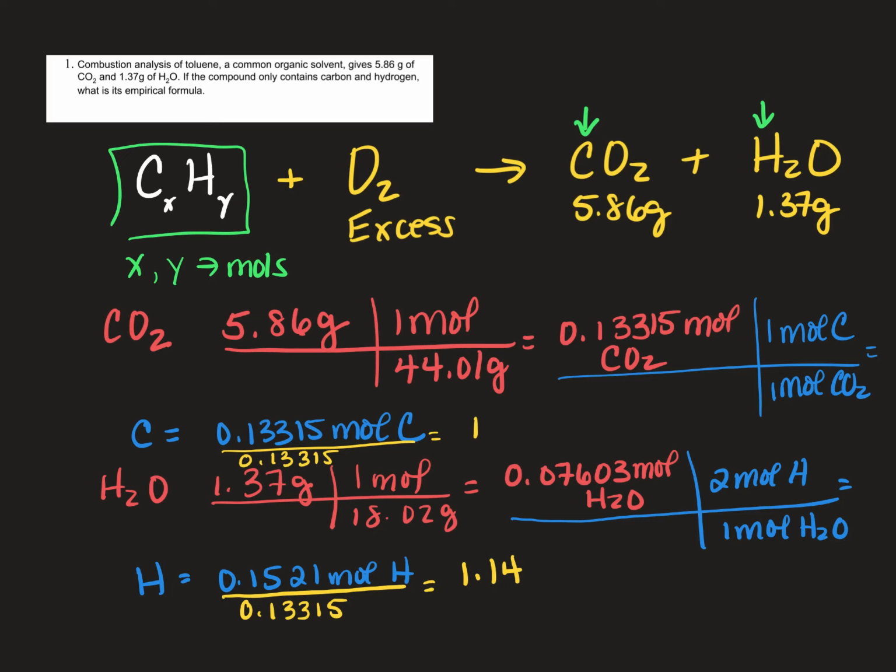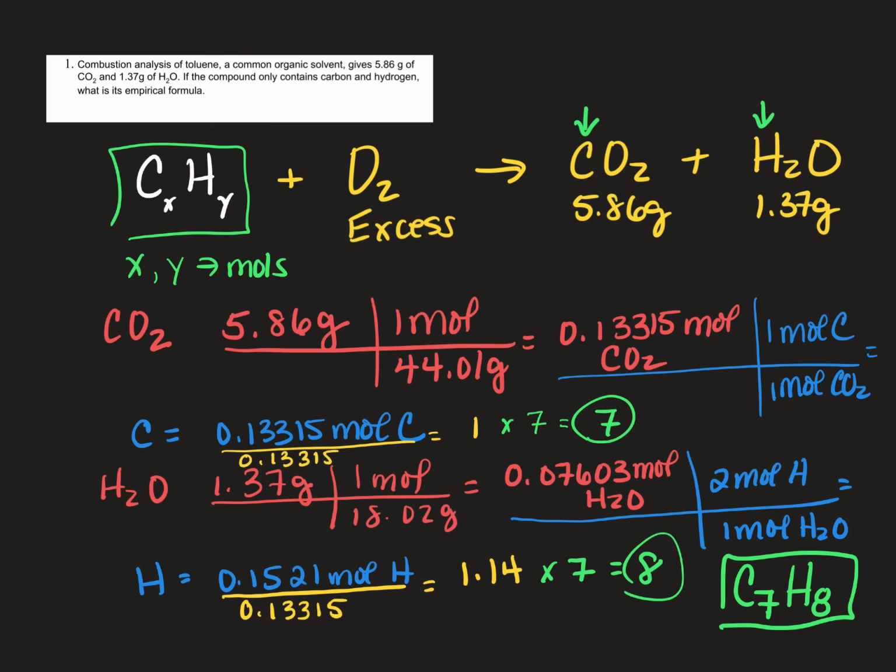I'm going to multiply both of them by 7 to get a whole number ratio. So that becomes 7, and that becomes 7.99, which I can round to 8. So my chemical formula becomes C7H8. That would be my formula for the toluene. Okay, so let's try another one.